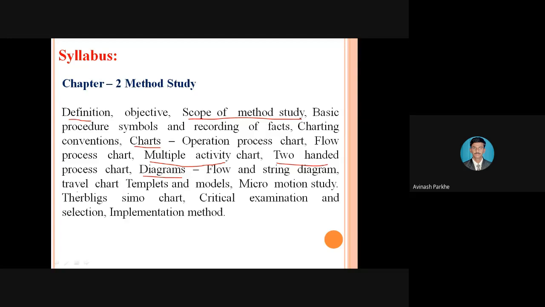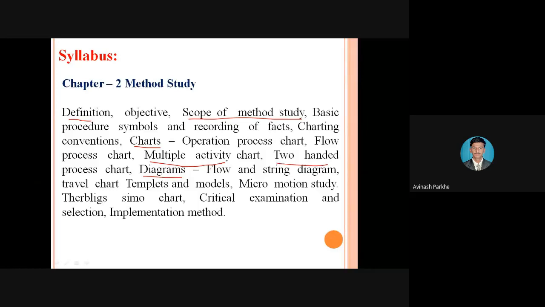Why is this particular travel chart required? In order to obtain the repetitive operations. Means the product is moving from station 1 to 2, 2 to 3, and again from 3 it is coming back to workstation number 1. That means repetitive movement is taking place. So such types of repetitive movements can be represented by this particular travel chart.